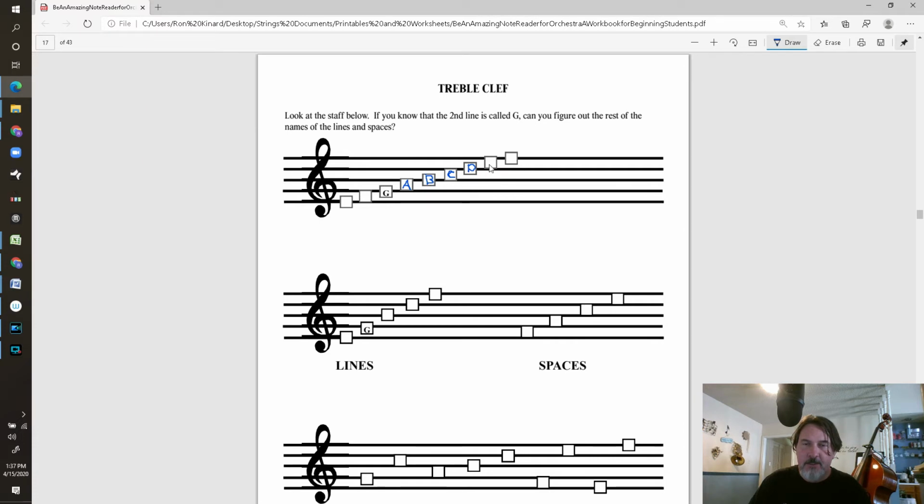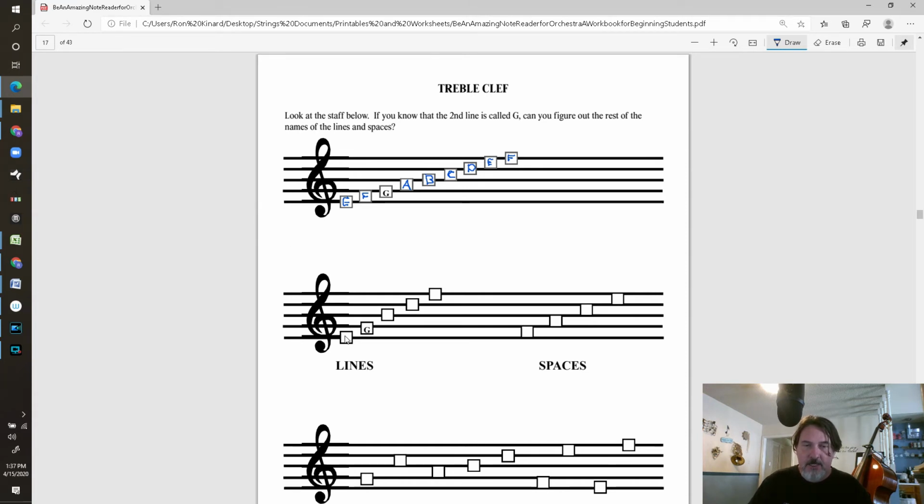So what do you think this next space will be? If you said E, you are correct, and that happens to be the open E on the violin. And then if that is E, we go up one more note. What does it have to be? And of course, that is an F. Now let's go back down to our G. So when the notes are going down, we have to do the music alphabet backwards. So from G, we go to an F, and from F we go to an E. So we have a pattern here, and let's talk about that pattern on our next exercise.